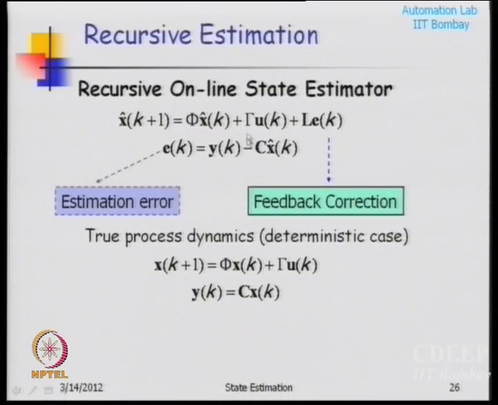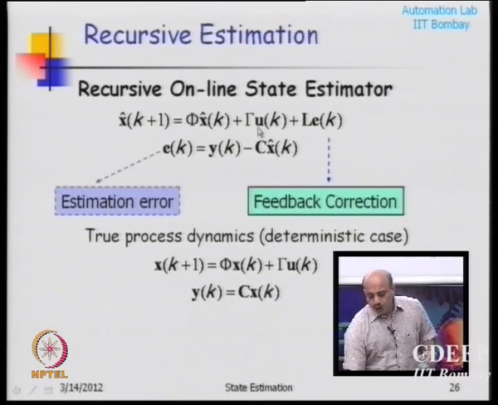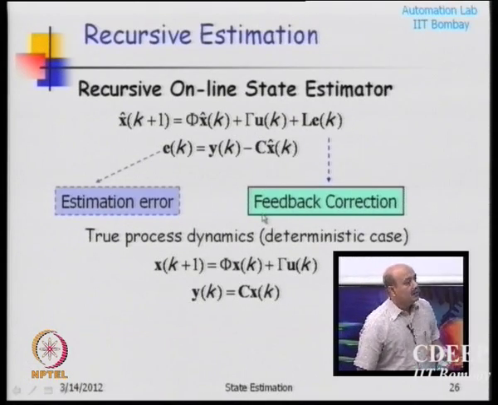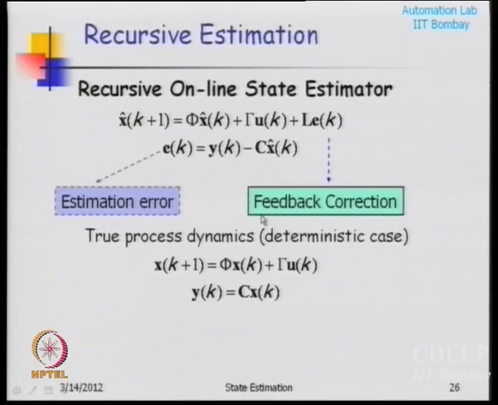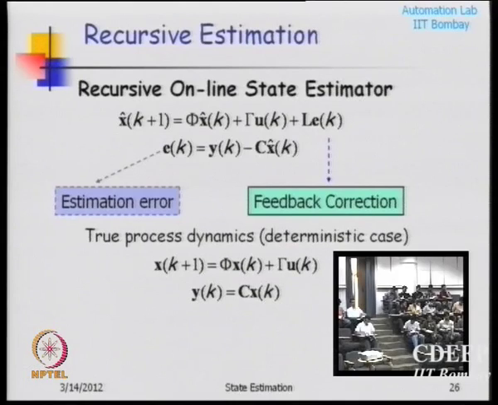Okay. When you subtract from this equation, this estimator equation, UK term will cancel. Just try doing it. You won't understand unless you work it out. I will show you the result. What is the estimation error dynamics?